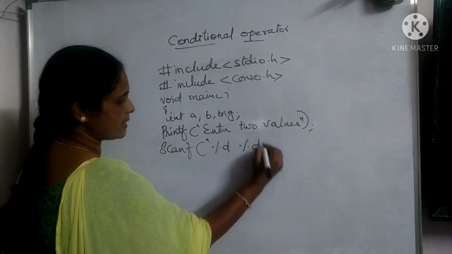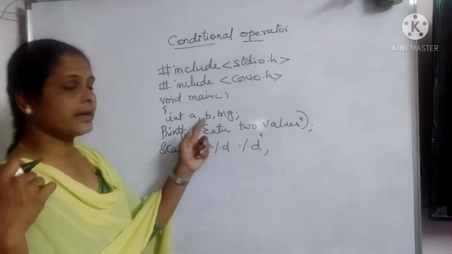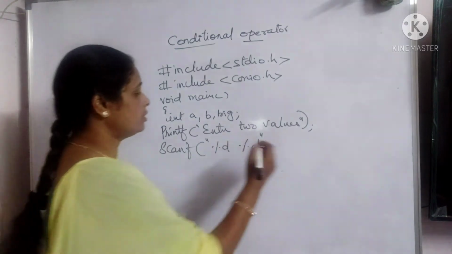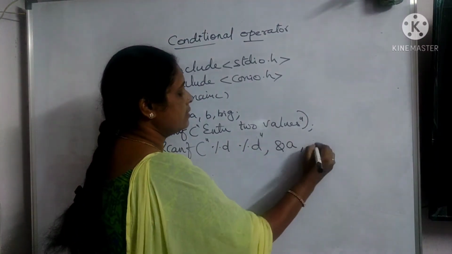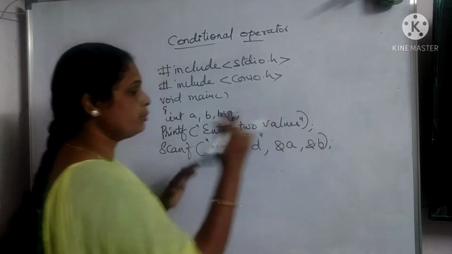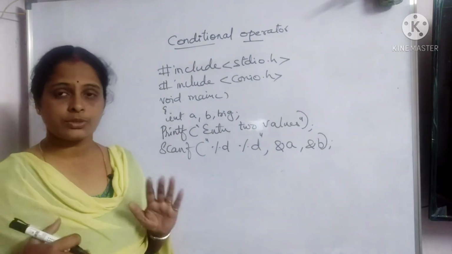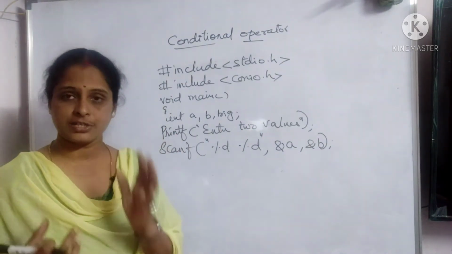%d and %d here, because both A and B are integer type of data. I'm taking both %ds here, followed by &a, &b. Up to here my inputting work is completed. Inputting job is done. Next, what should I do? I have to use this conditional operator.